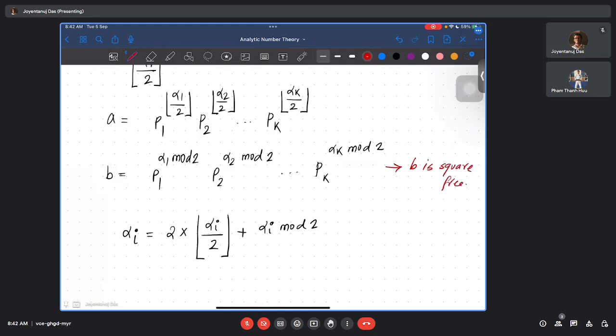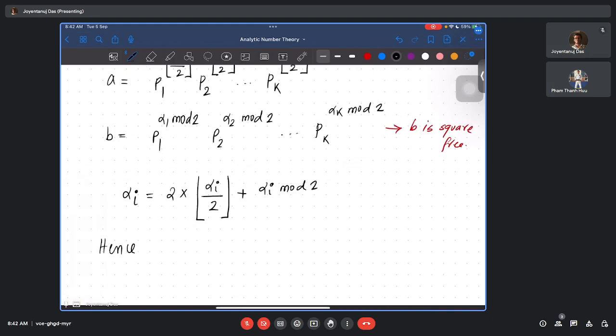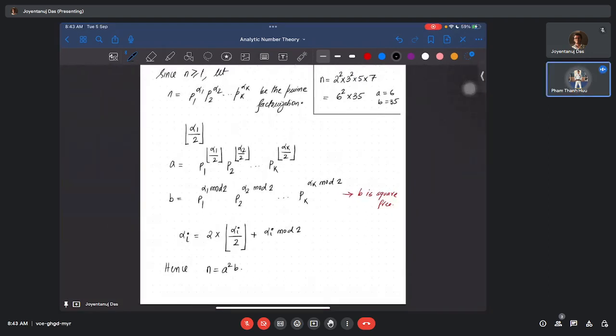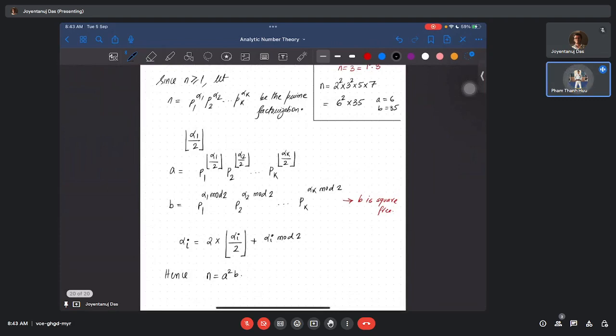And then hence, our n, I can write it as a square times b, right? Is it fine? Why? Because b is square free. For example, alpha 1 is 6, and then we divide by 2.